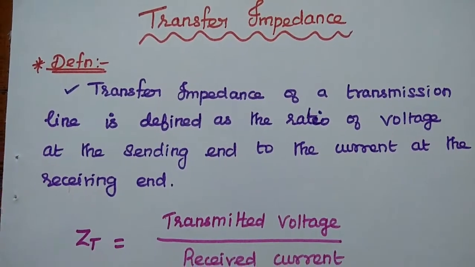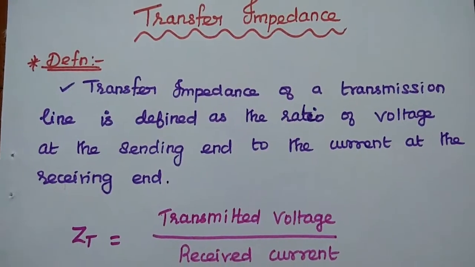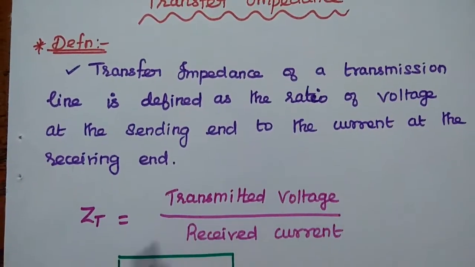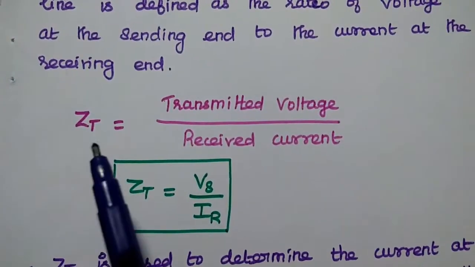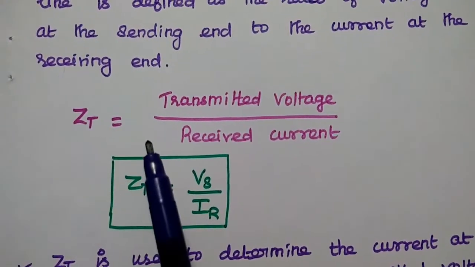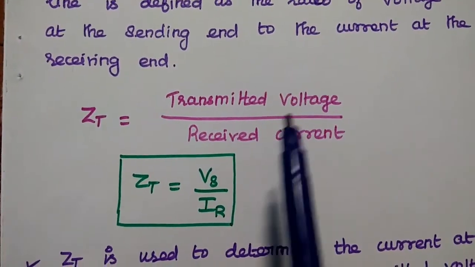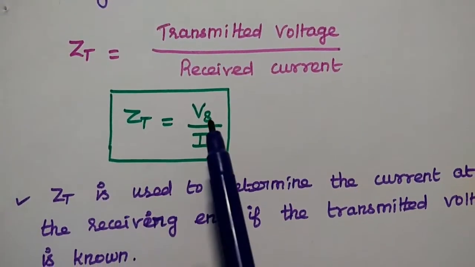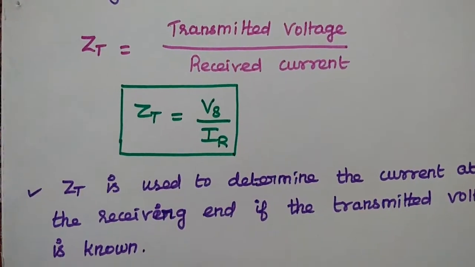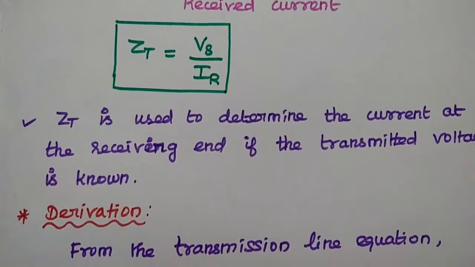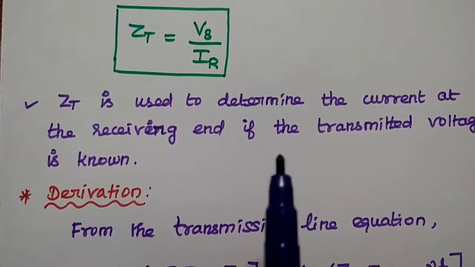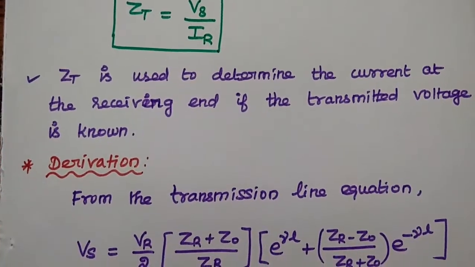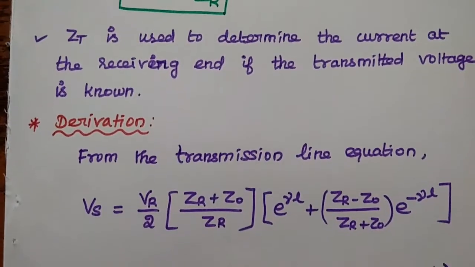Transfer impedance of the transmission line is defined as the ratio of the voltage at the sending end to the current at the receiving end. So it is denoted as ZT. So ZT is equal to the ratio of transmitted voltage to the received current. It is given like this: ZT is equal to Vs by IR. This transfer impedance is mainly used to determine the current at the receiving end if the transmitted voltage is known. So we can easily find the value of current at the receiving end.